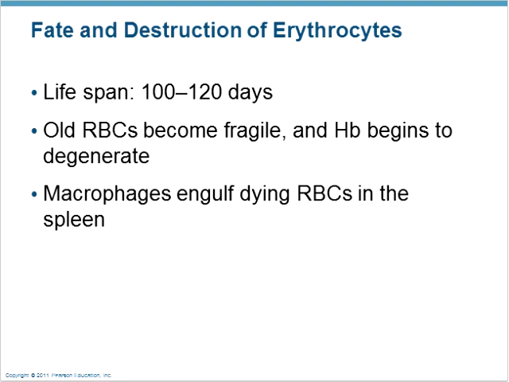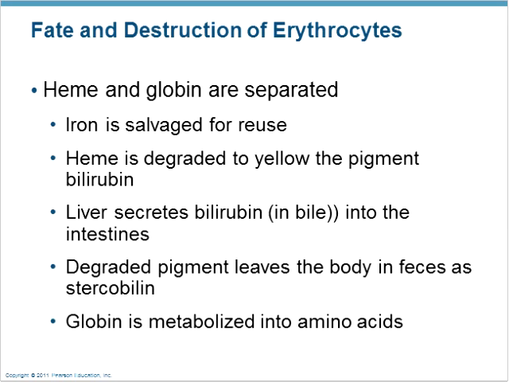The lifespan of the average red blood cell is 100 to 120 days. Old red blood cells become fragile and hemoglobin begins to degenerate, and macrophages engulf those dying red blood cells, primarily in the spleen. After the destruction of the red blood cell, the heme and the globin are separated. Iron is salvaged for reuse, and the heme is degraded to the yellow pigment bilirubin. The liver secretes bilirubin in bile into the intestines. The degraded pigment leaves the body in feces as what's called stercobilin or stercobilinogen. The globin is metabolized back into amino acids.